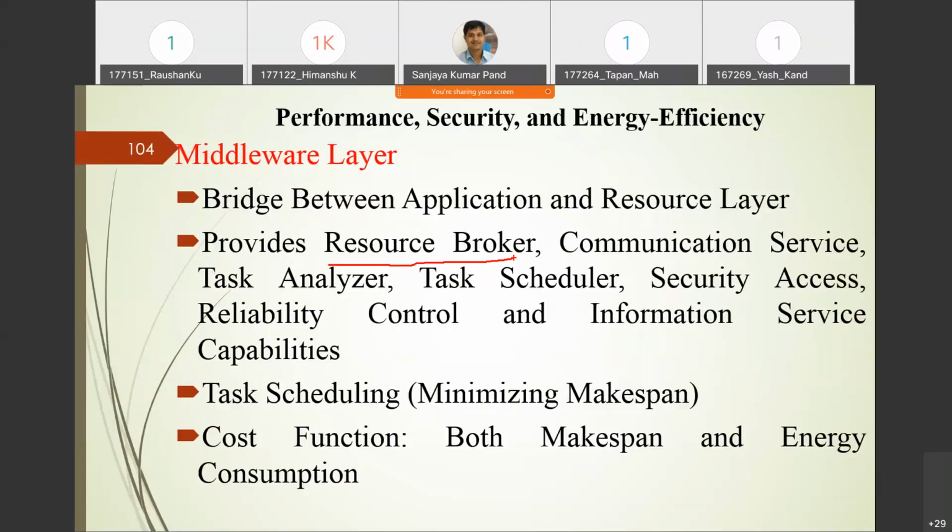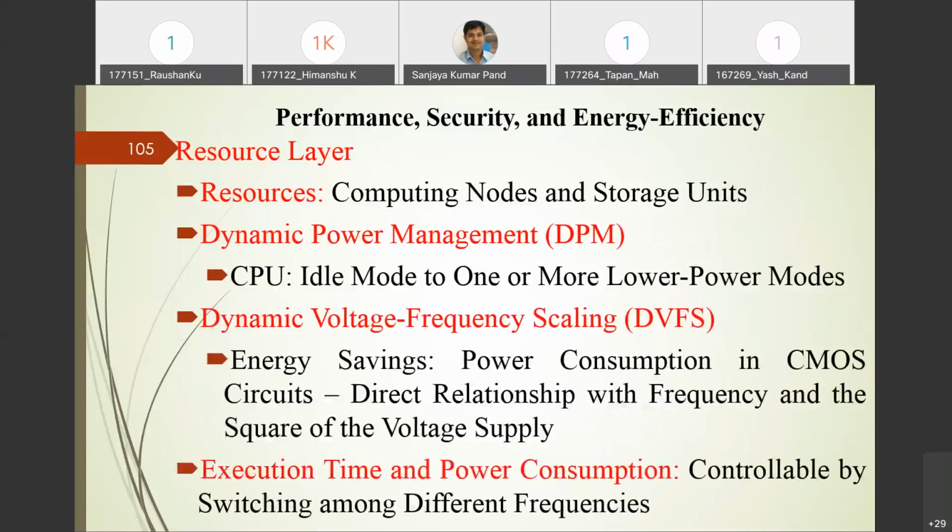The next layer is the resource layer, where you have a set of computational nodes as well as storage. Many applications require computation, and many applications require storage also. Or they need storage and they have some pre-specified time, and at that time only it will execute in a computational node. Right? So here we are using a policy, as I mentioned previously also, the dynamic power management, DPM policy.